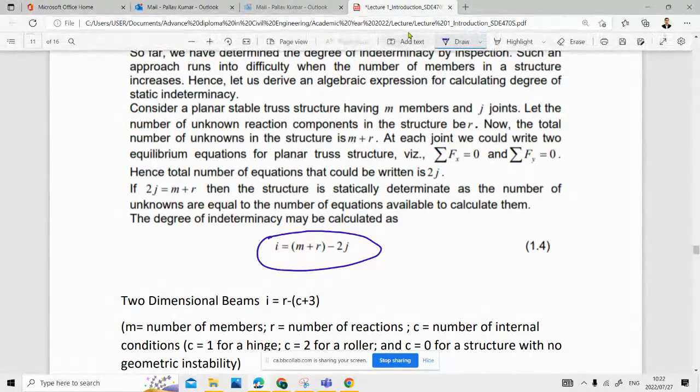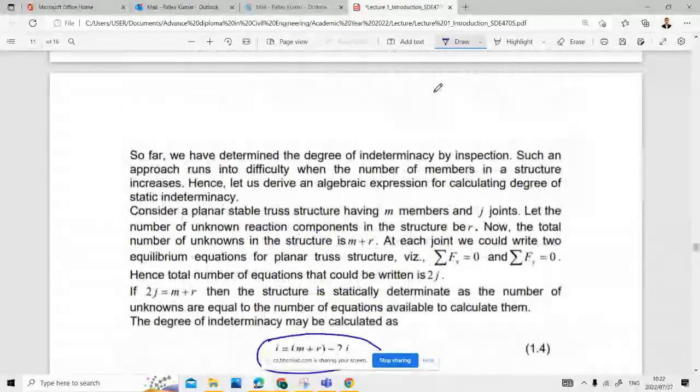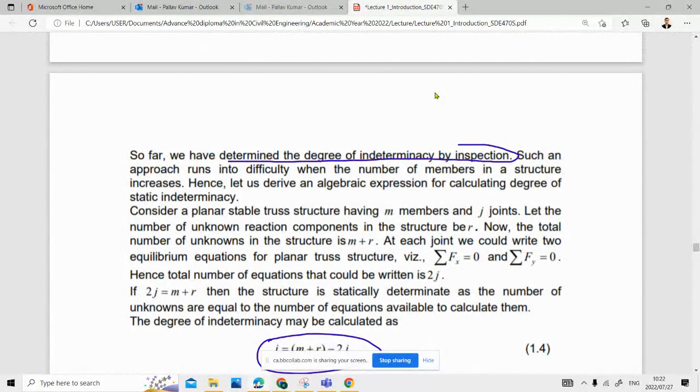So far, whatever we have seen of degree of determinacy has been by inspection, like we observe, we know, and that is what we did, right? That is what we do when we visit a site and see the structure. We ask the consultant how they have designed this structure, what the conditions are, and you see all the members. Oh, okay, this is statically determinate. Then you also observe how they have analyzed it, what method they have used. So these are all checks which you usually do on the site while you are inspecting it, right?